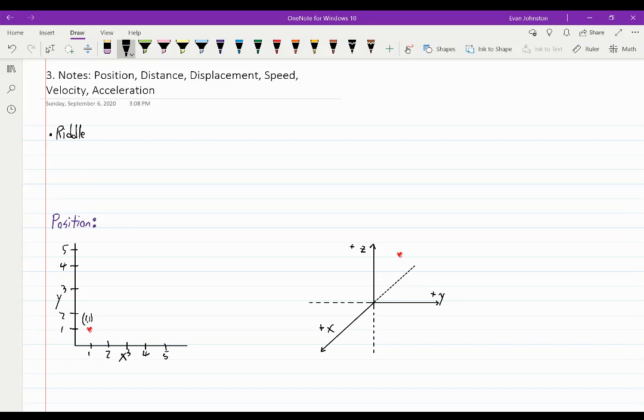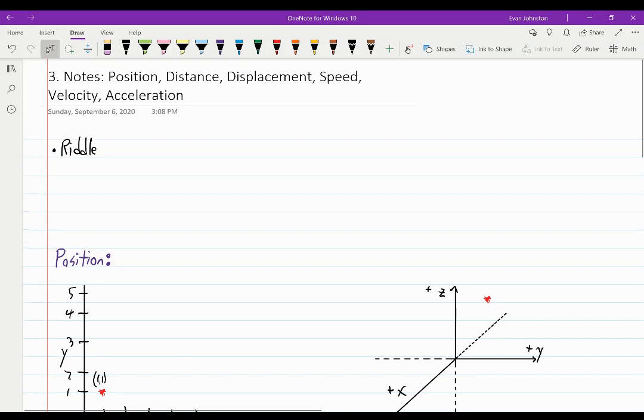So I'll leave you to think about that, and we'll jump in here. Before we can even talk about these terms, position, displacement, distance, speed, velocity, acceleration, all this stuff that you've heard before, we have to talk about two words. The first one is the word scalar. I know that sounds a little weird. So, scalar.